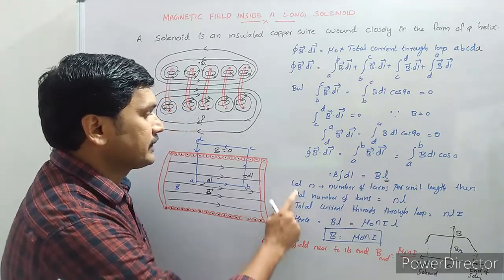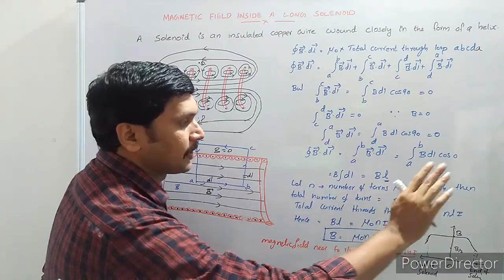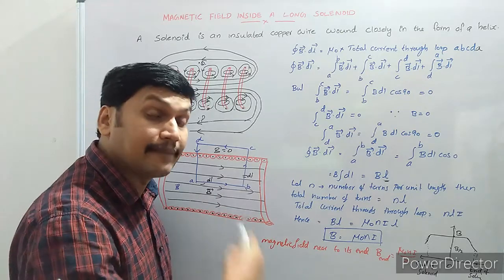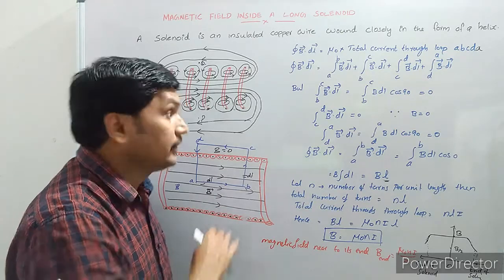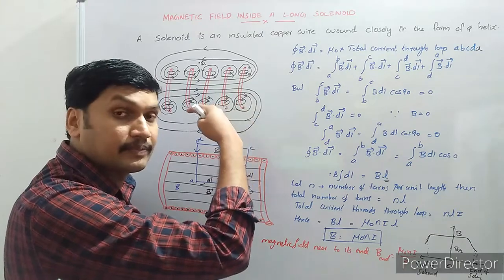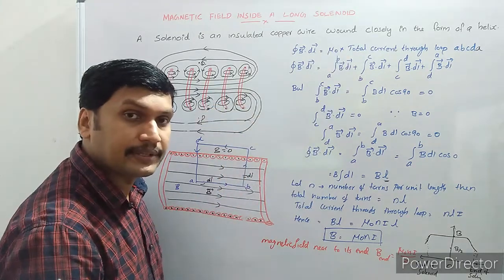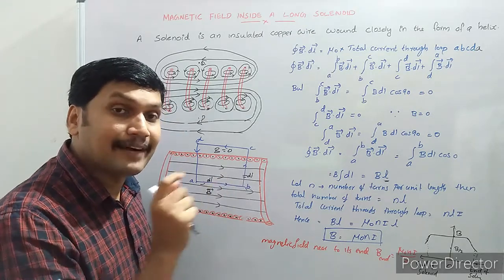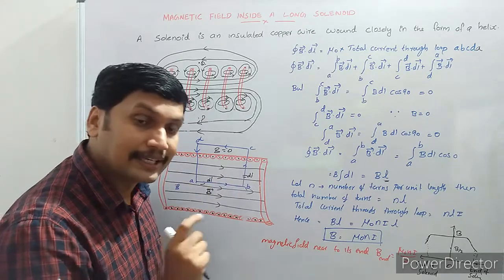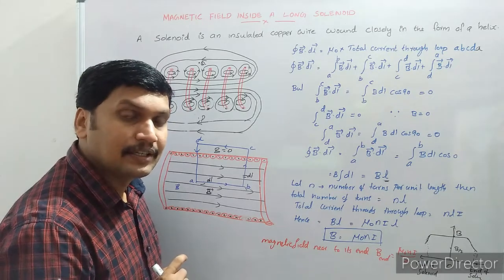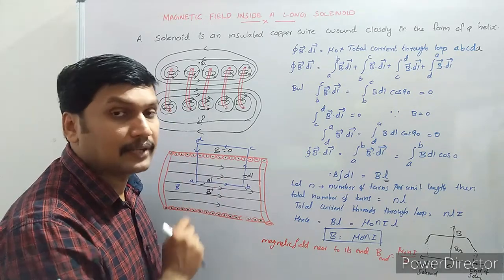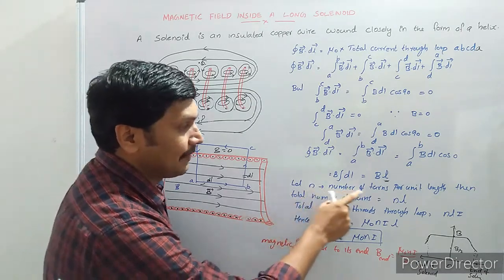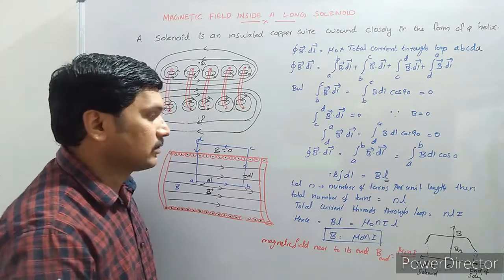Now let n be the number of turns per unit length. You know that it's a long solenoid, so there will be many turns. Instead of saying the total number of turns, we can use the number of turns per unit length. It means the total number of turns divided by the length of the solenoid. That's the turns per unit length. So let n be the number of turns per unit length of the solenoid.